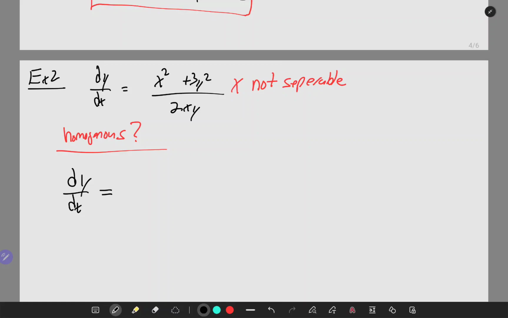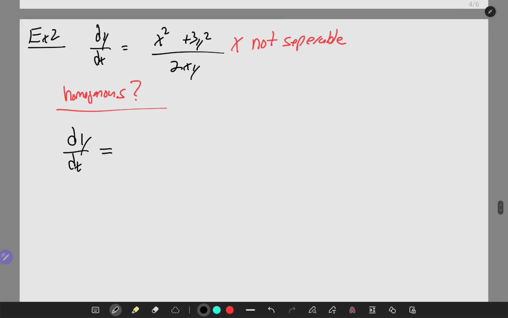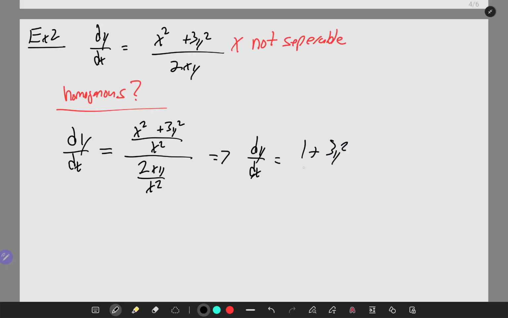Anyways, looks like we're going to do the same thing as we did for the last one. We can divide the top by x squared, right? And we can divide the denominator by x squared as well. So yes, it is homogeneous. We can quickly simplify this: 1 plus 3y squared over 2y over x. Fantastic. That is homogeneous.